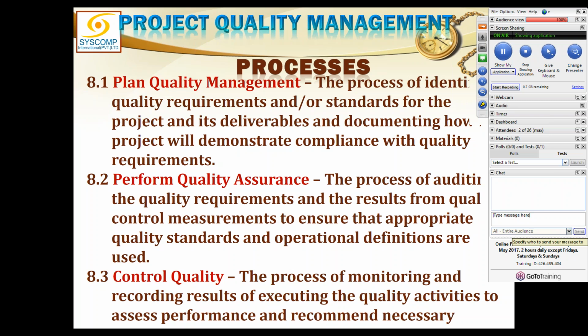Now what does that mean? When it says the results from quality control measurements, quality control is not yet happening. From where are these quality control measurements coming? Basically, this is something happening during the process. Ongoing process. Now, if you do not have any other inputs coming to you, how would you check the quality of the work?